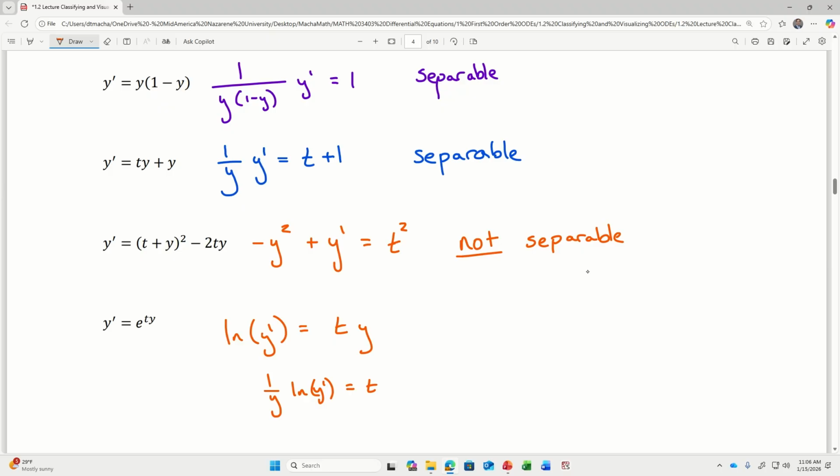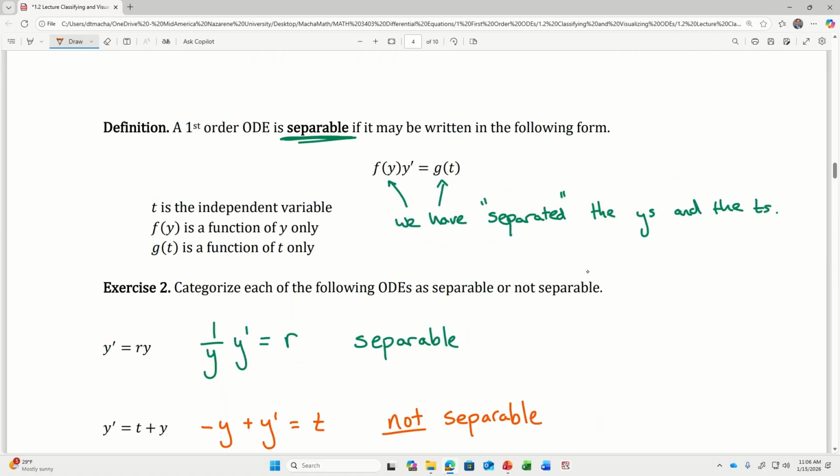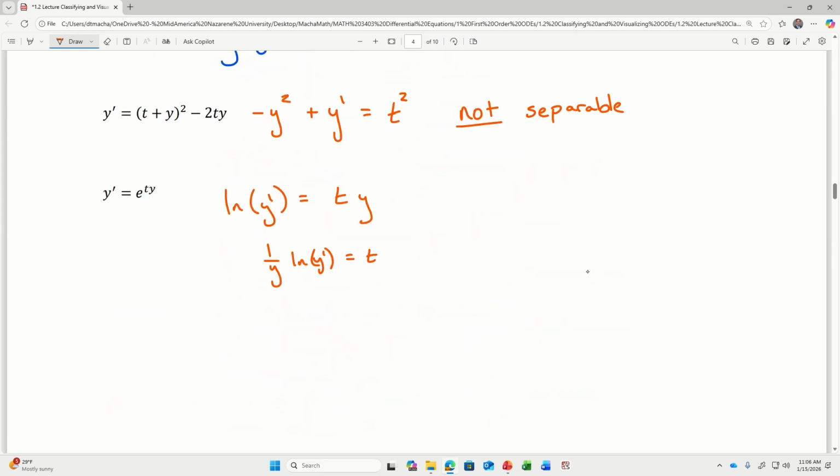Yeah, but then we don't know how to get rid of the natural log again, right? And so to make it look like this form right here, we're not going to be able to do it, right? We don't have it just a function of y times y prime on the left. It's close, but not separable. Okay.